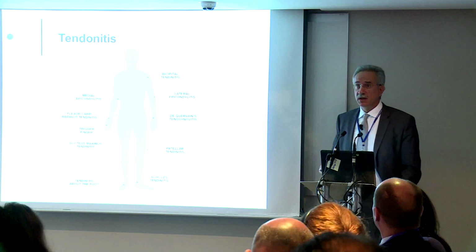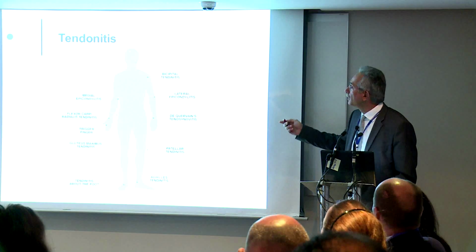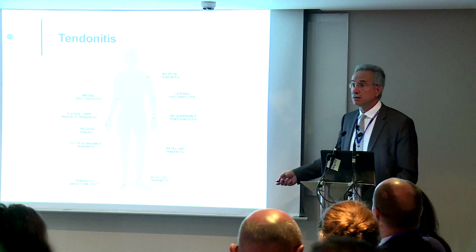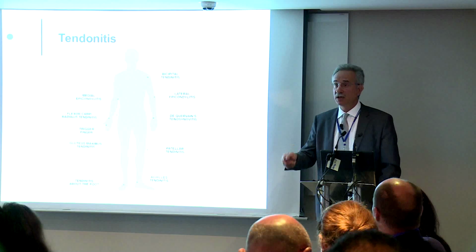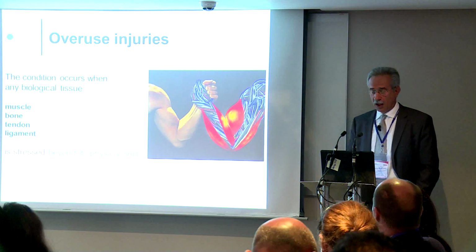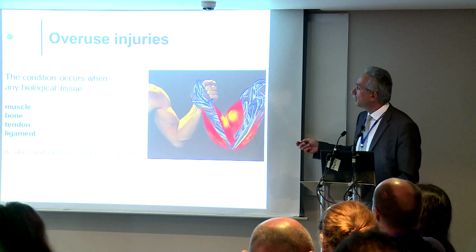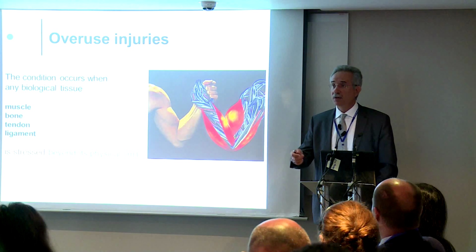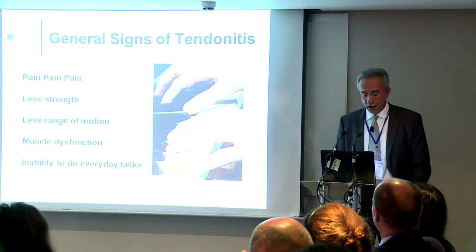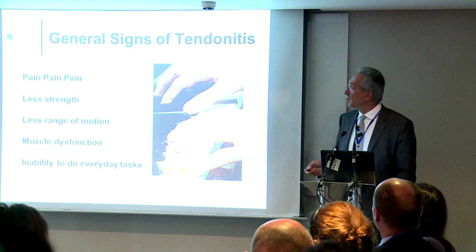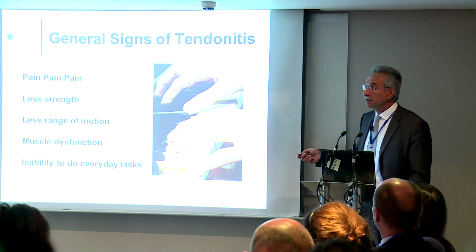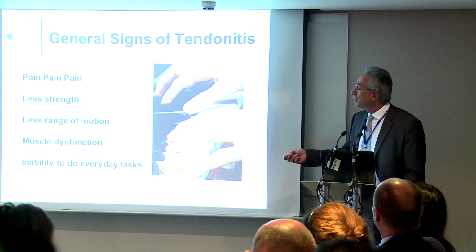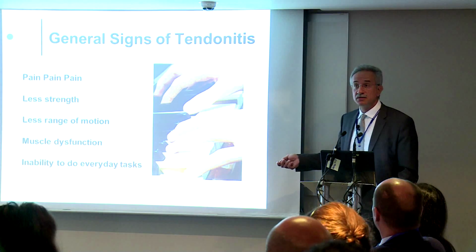You can get tendonitis all over the body, from the shoulder to the foot. Wherever there is a tendon, we can get tendonitis. As I told you already, it's an overuse injury, because if you stress the tendon beyond its physical limits, then you are in trouble. What are the general signs of tendonitis? Pain, pain, pain. And if you have pain, then you have less strength, less range of motion, muscle dysfunction, and so on.